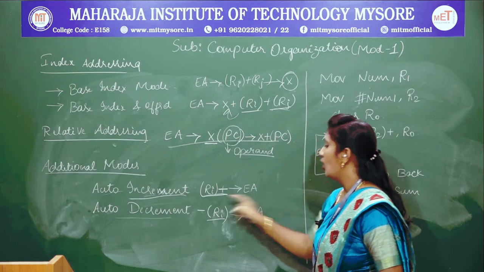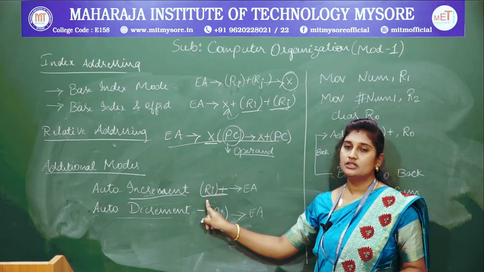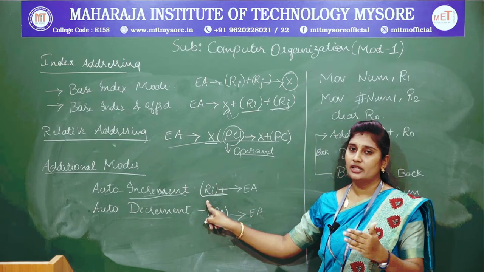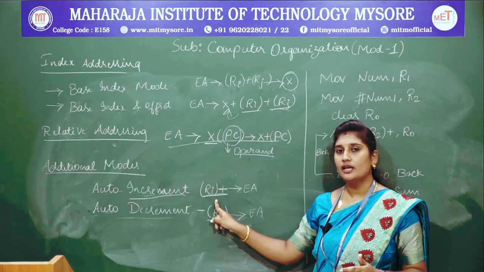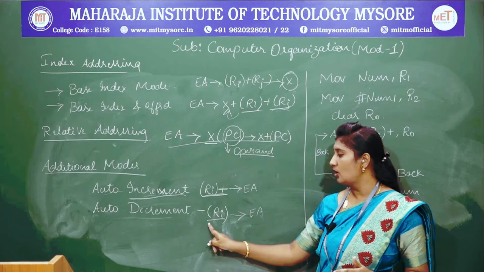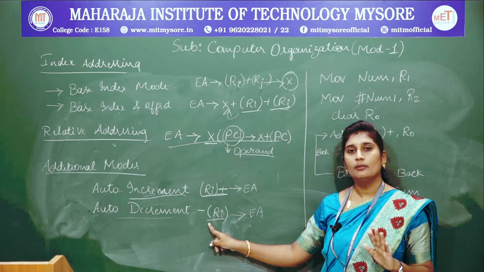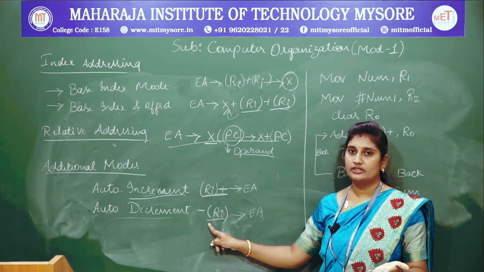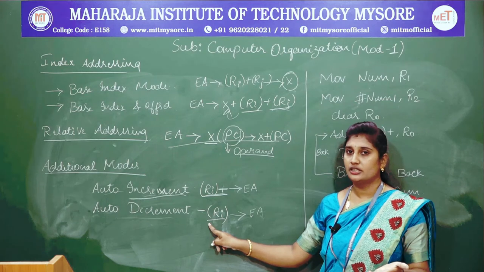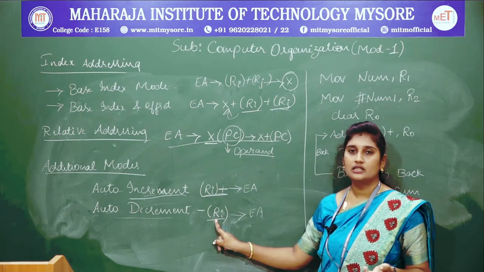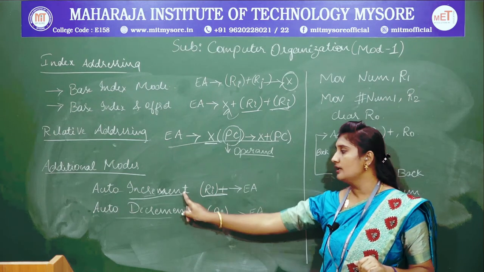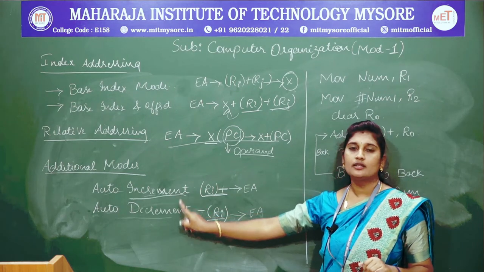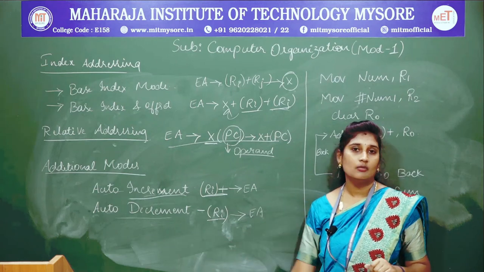In your auto increment mode, first the general purpose register address will be reached and from there, to move on to the next entity, you will be incrementing it. Whereas in your auto decrement mode, you will be decrementing the content of the register itself first and then you will be reaching the effective address position. That is the difference between your auto increment and auto decrement mode.